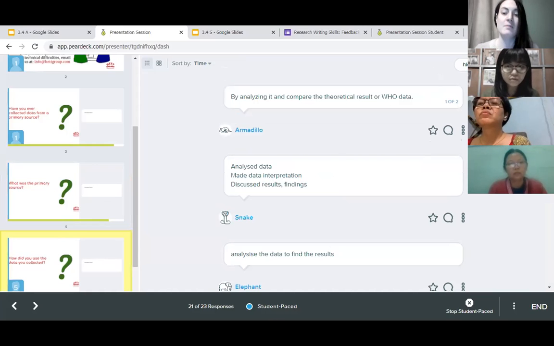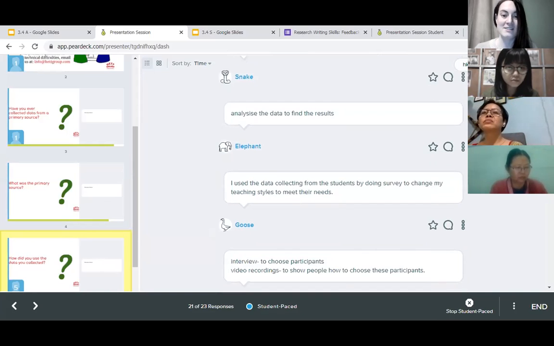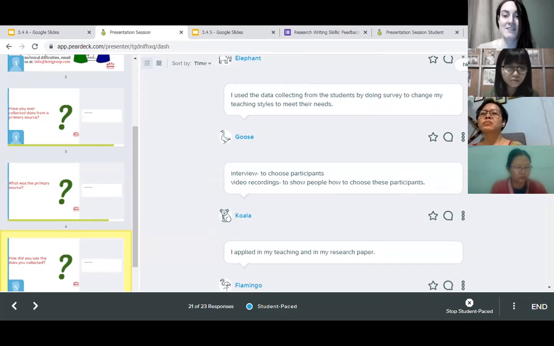Good. By analyzing, comparing the theoretical result or WHO data, yes, definitely. Analyze data, made data interpretations, discussed results, findings, definitely. Analyze the data to find the results. Use the data collecting from the students by doing surveys to change my teaching styles to meet their needs. Yeah, definitely.